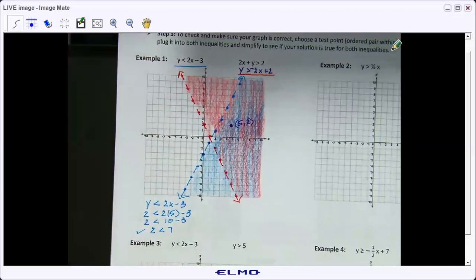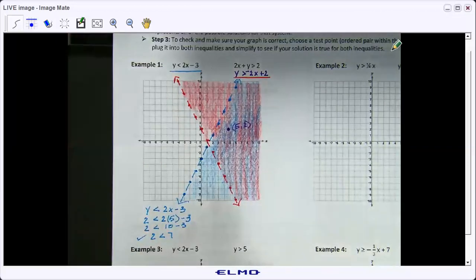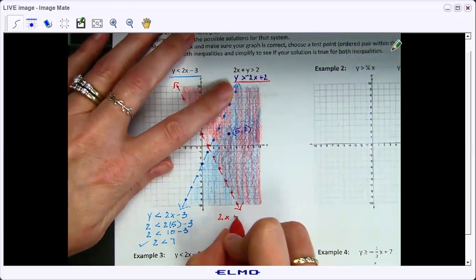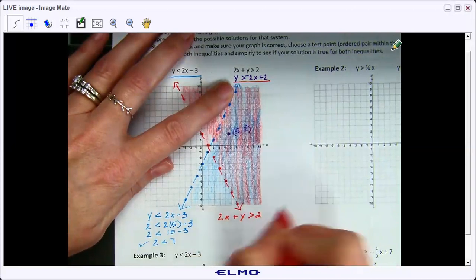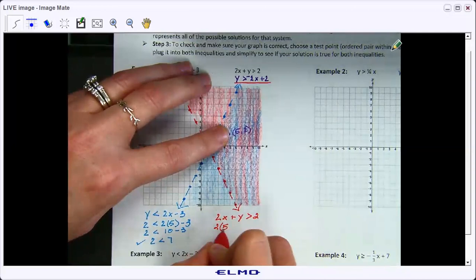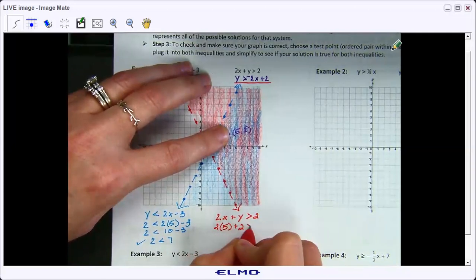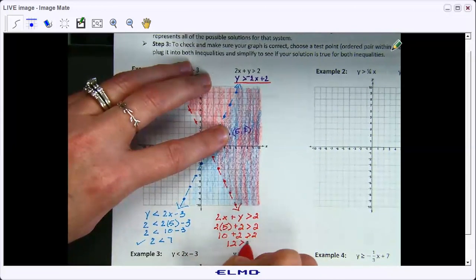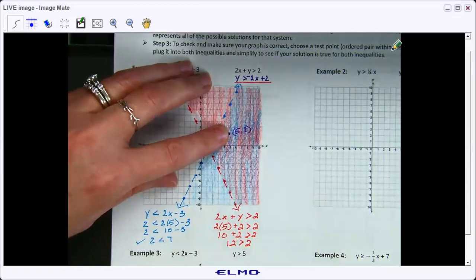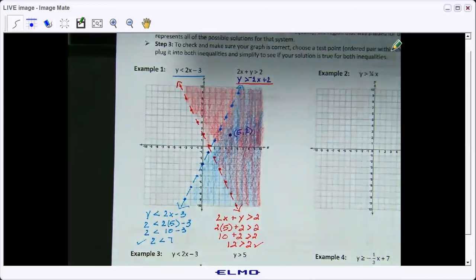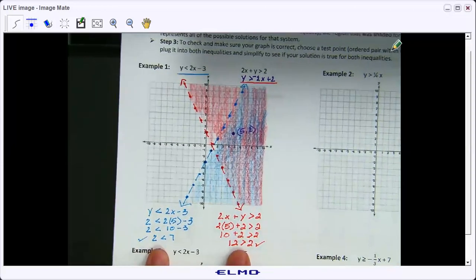So I'm going to take the other inequality, 2x plus y is greater than 2, and I'm going to plug in my x and my y. 2 times 5 plus 2 is greater than 2, and we can already see that that's going to be the case. 12 is greater than 2. Is 12 greater than 2? Yes. So then that ordered pair is a solution, because it rings true for both inequalities.